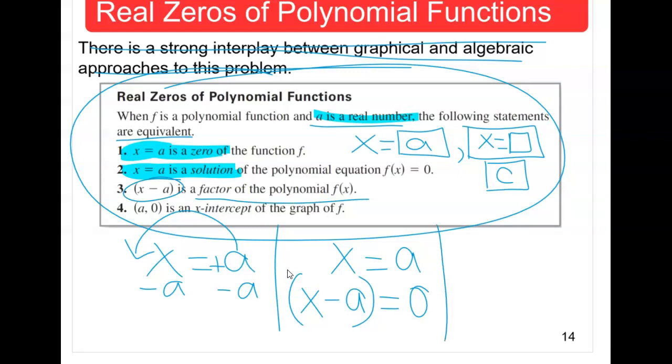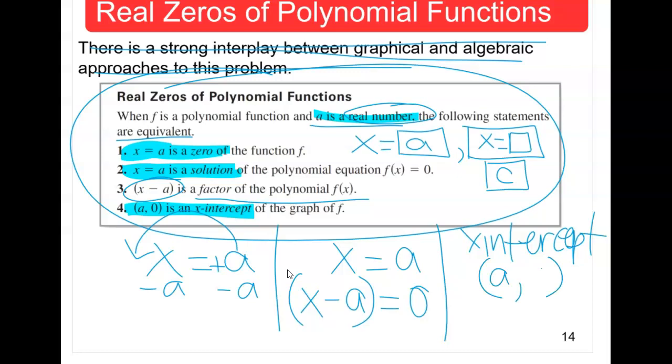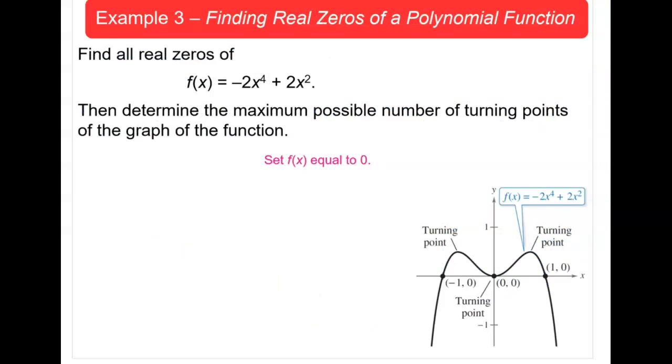Now, also, we have one more. If a is a real number, this is only true for real numbers, not for imaginary, which we will see in this chapter, then we could refer to it as an x-intercept. So the x-intercept will be at the point, remember, a, comma, and by default, the y value must be 0. So in this chapter, we're going to study several ways to find the real zeros, and imaginary zeros later on.